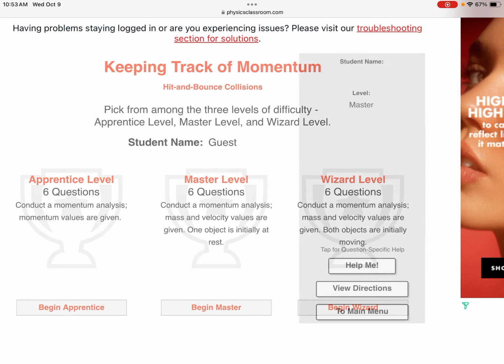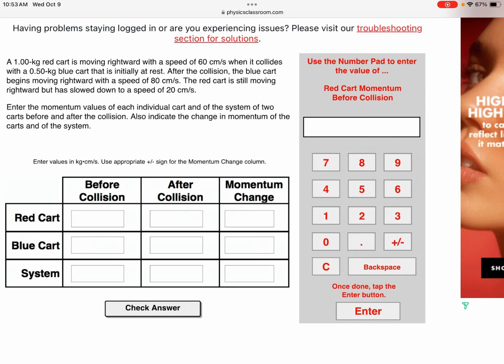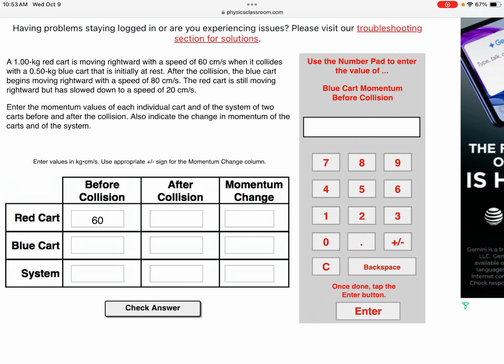So, master level, same thing. This time it's not giving you the momentum. You have to calculate the momentum. A red cart is moving rightward with a speed of 60 and a mass of 1 kilogram. So 1 times 60, mass times velocity, is your momentum. And the blue cart is 0.5 kilograms, but it's initially at rest. If it's at rest, it's at 0, right?